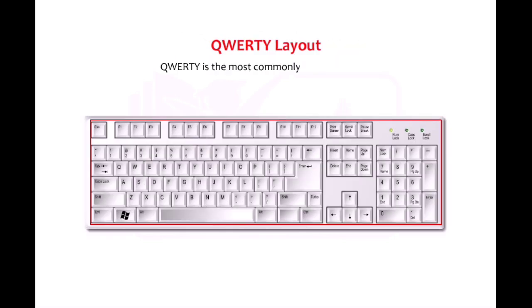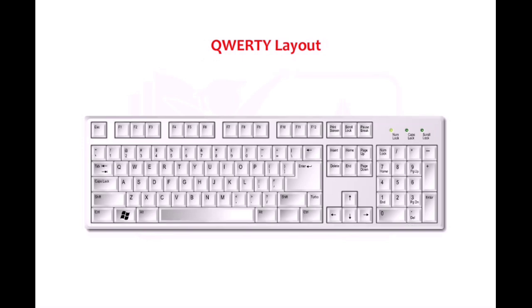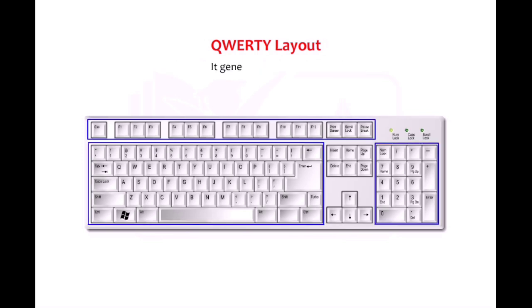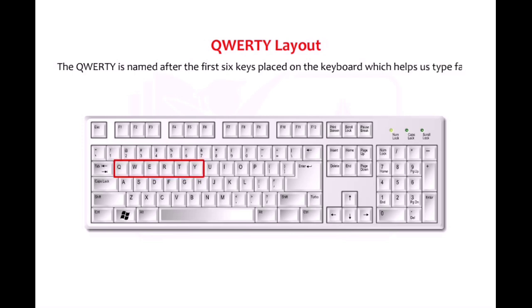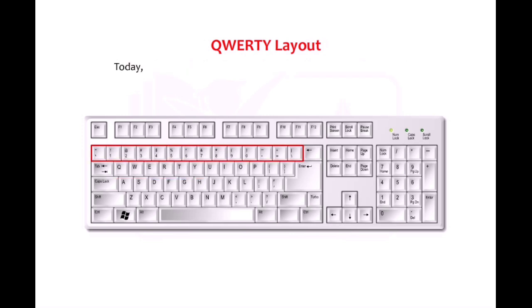QWERTY layout. QWERTY is the most commonly used keyboard. It is used in offices, schools and other places. It generally has 104 keys. The QWERTY is named after the first 6 keys placed on the keyboard, which helps us type fast. Today, keyboards with more special keys are available in the market.